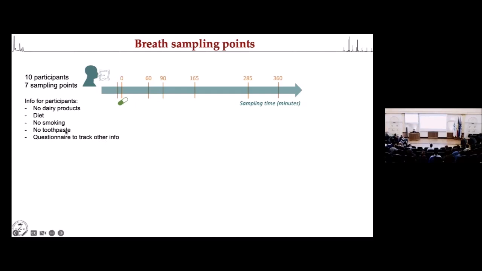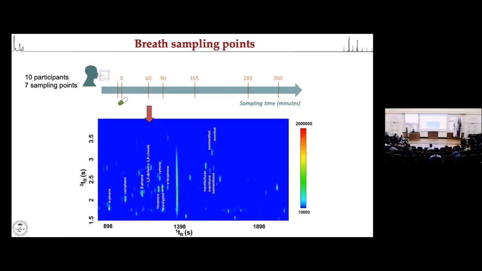And these were just the instructions we gave them before, to avoid additional contamination from dairy products or from the diet in general. And this is an example of a chromatogram acquired 60 minutes after the pill. And we can see that there are already some of these terpenes coming from the pill itself.